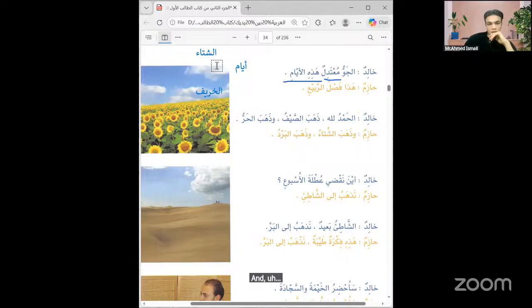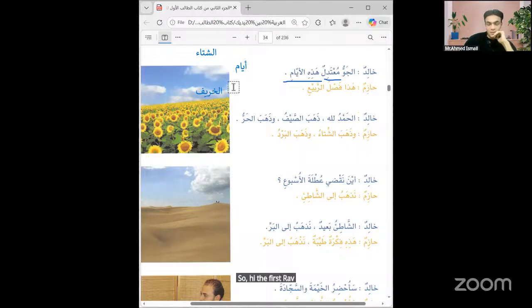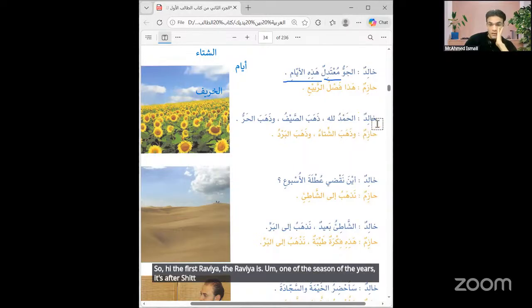I don't know, I think this PDF likes الشتاء and الخريف, but doesn't like ربيع and صيف. I don't know why. So this is فصل الربيع. The الربيع is one of the seasons of the year. It's after الشتاء.